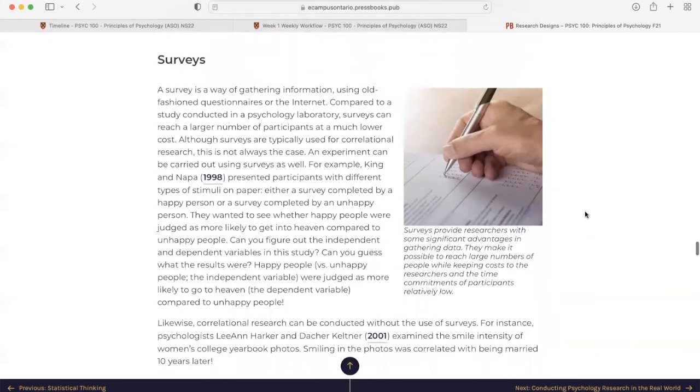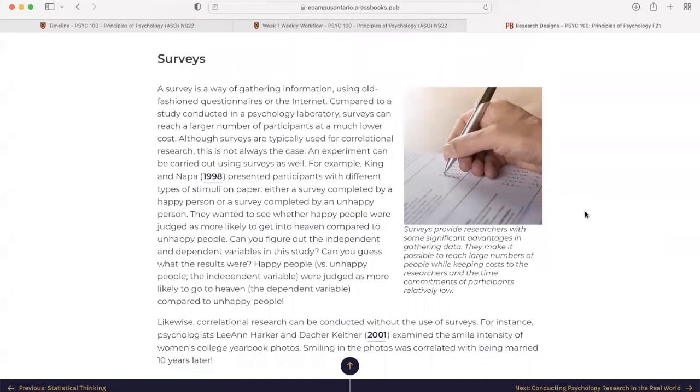Next is surveys. A survey is a way of gathering information using old-fashioned questionnaires or the internet. Compared to a study conducted in a psychology laboratory, surveys can reach a larger number of participants at a much lower cost. Although surveys are typically used for correlational research, this is not always the case. An experiment can be carried out using surveys as well.